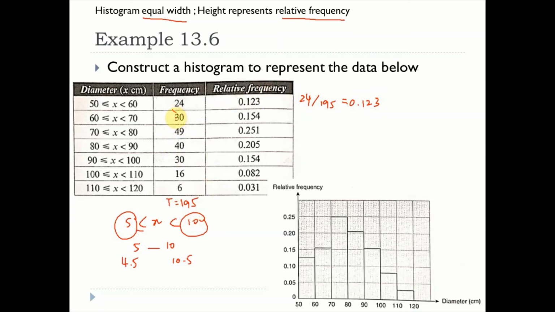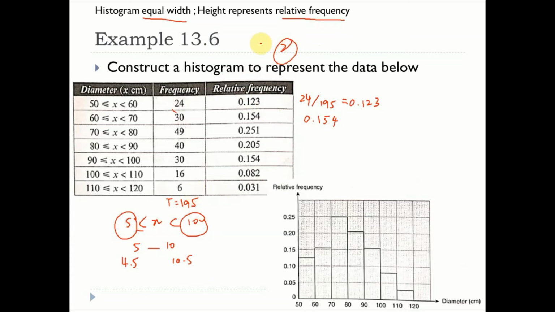Tengok yang second, 30 divided by 195, you akan dapat 0.154 and so on. Okay, ambil ini divided dengan kira semua ni tambah. That is relative frequency. Sebab kadang-kadang dia tak bagi this part, you kena kira sendiri. Okay, kira dia macam mana? Ambil frequency divide dengan total. Okay, so that is the second type of histogram.